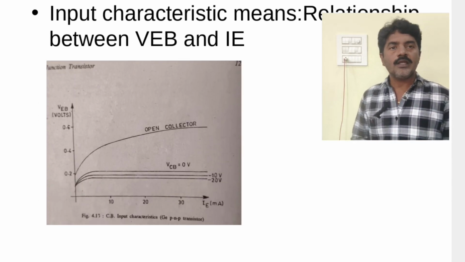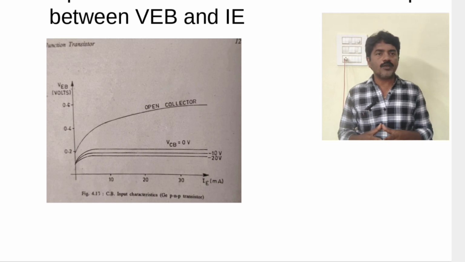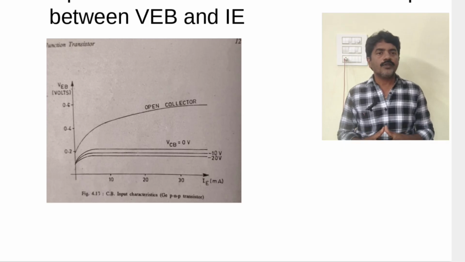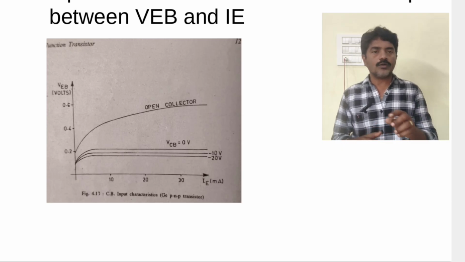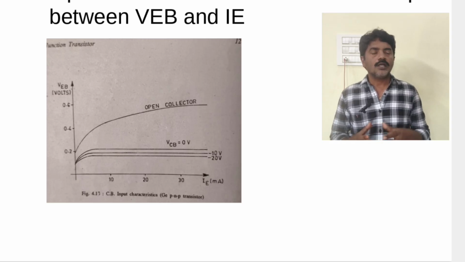Next, this is the common base input characteristics. Input characteristics are drawn between the input current and the input voltage, that is, VEB and IE. VCB equal to 0 is shown in the characteristics. Go on increasing the negative values: VCB equal to minus 10, next one is minus 20, etc.